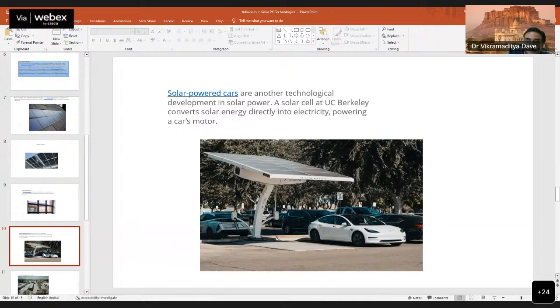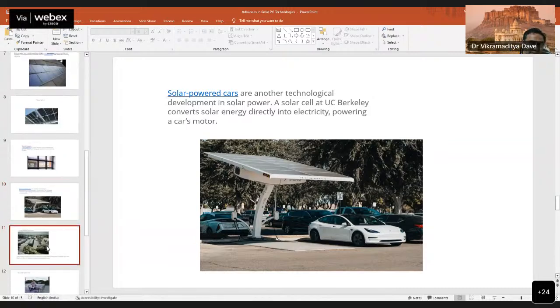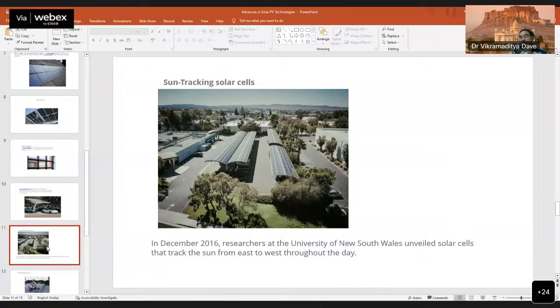Then we are going for solar powered cars also, where we can develop this type of solar structure, and therefore we can power our car. We need not depend upon fossil fuels. Another is the sun tracking solar cells.